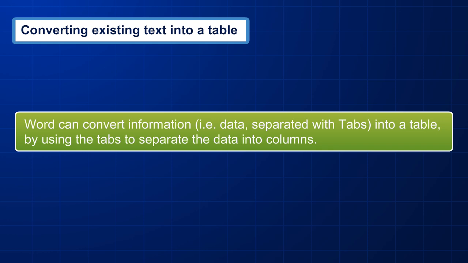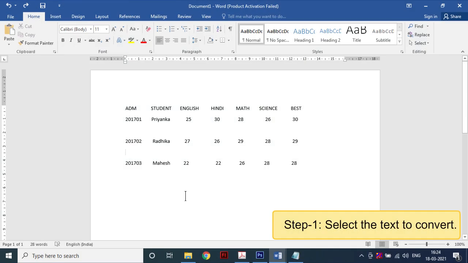Converting existing text into a table. Word can convert information, that is, data separated with tabs, into a table by using the tabs to separate the data into columns. Step 1. Select the text to convert.